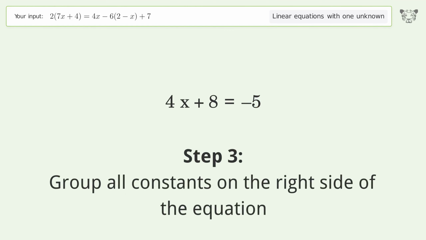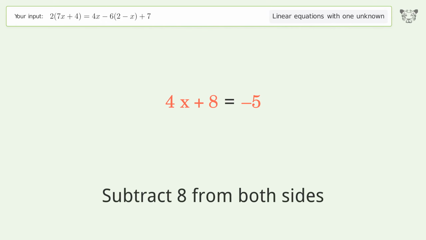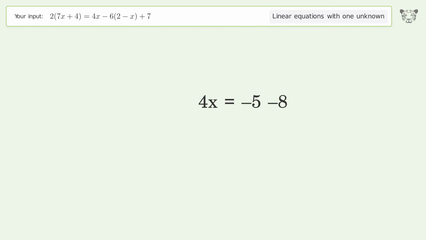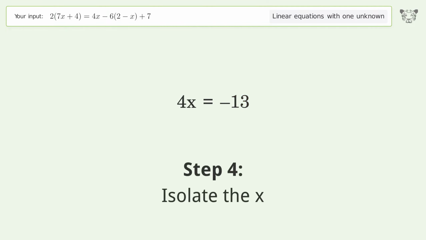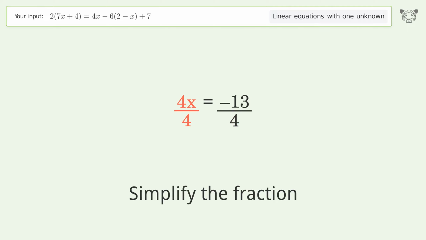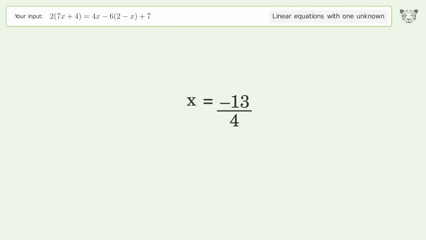Group all constants on the right side of the equation. Subtract 8 from both sides. Simplify the arithmetic. Isolate the x. Divide both sides by 4. Simplify the fraction. And so the final result is x equals -13/4.